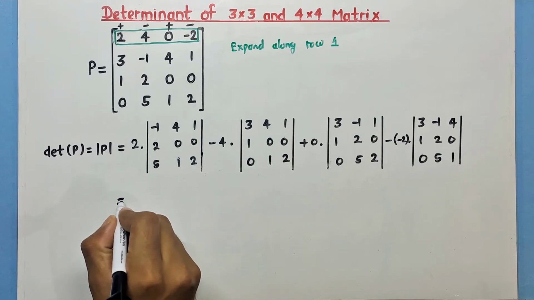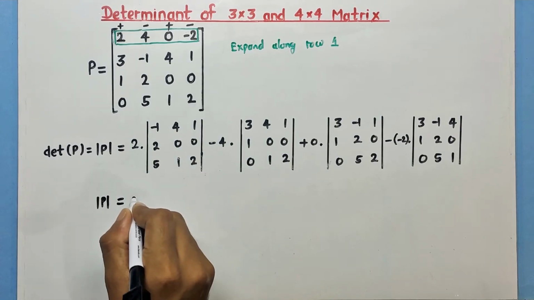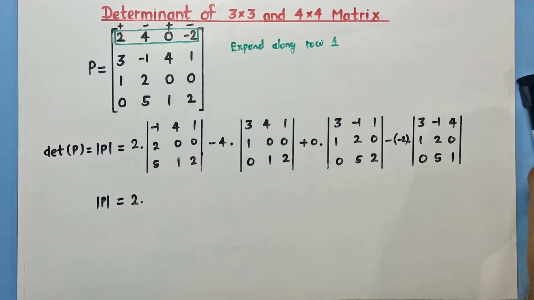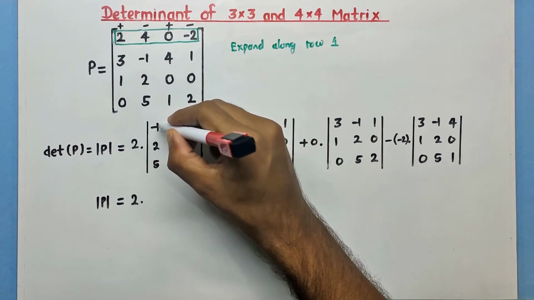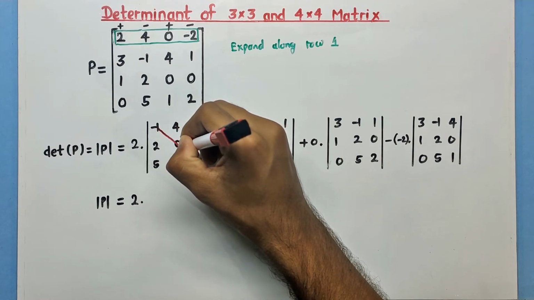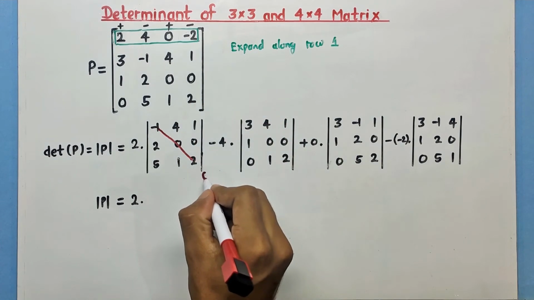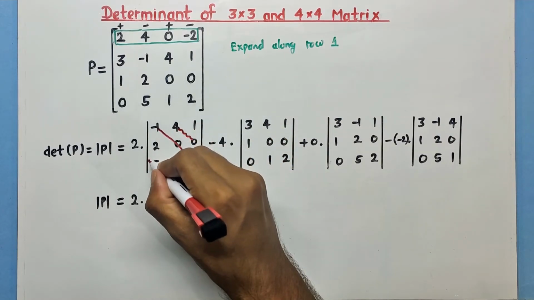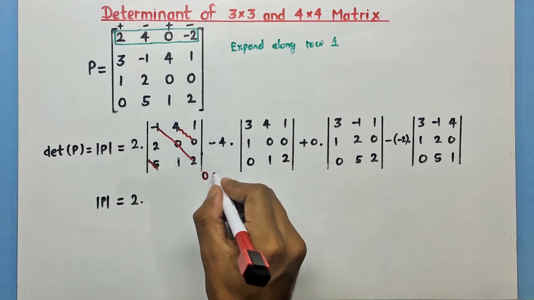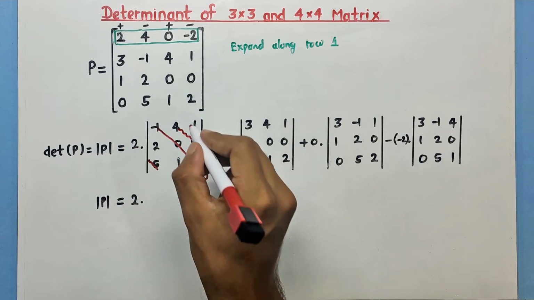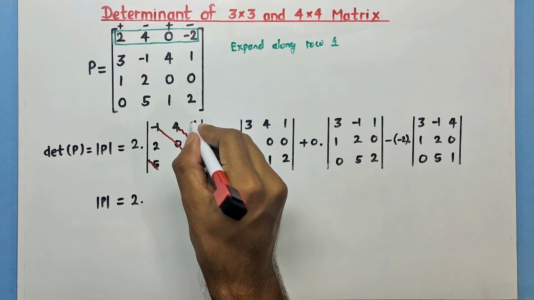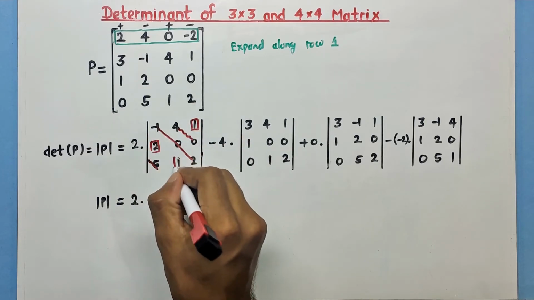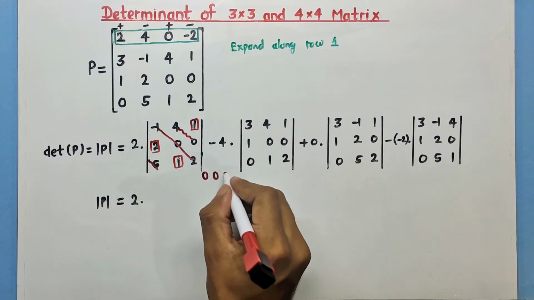So we'll have determinant of P equals 2 times the multiplication of this diagonal, that is minus 1 times 0 times 2, that will be 0. Then the multiplication of this diagonal, 4 times 0 times 5, that will be again 0. Next the multiplication of this diagonal having 1, then 2, then 1. This multiplication will be 2.